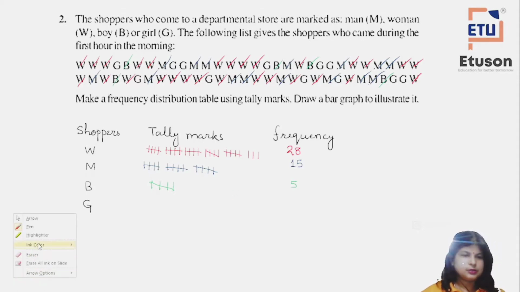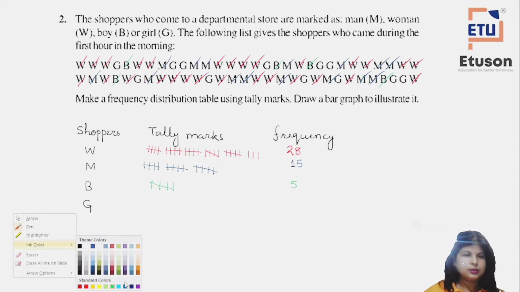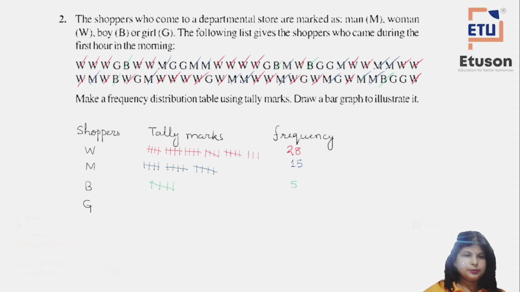So let us take some other color for the girls, and I have taken some pinkish color. Okay. So 1, 2, 3, 4, 5, 6, 7, 8, 9, 10, 11 and 12, right? So it is 12. So let us draw the tally marks. 1, 2, 3, 4, 5, 6, 7, 8, 9, 10, 11 and 12.